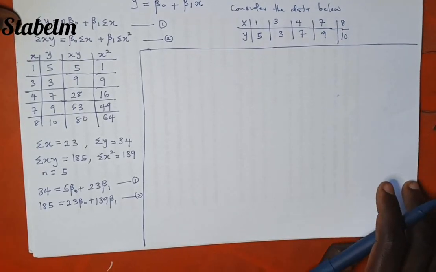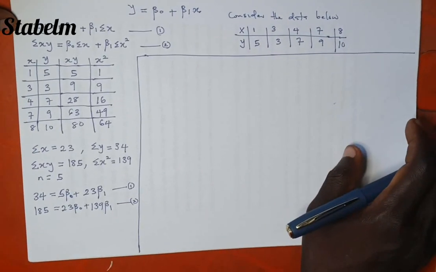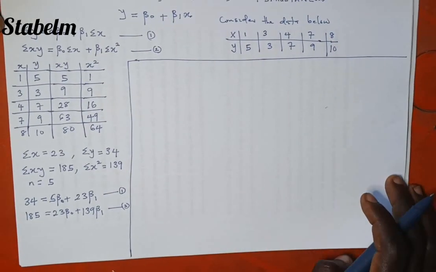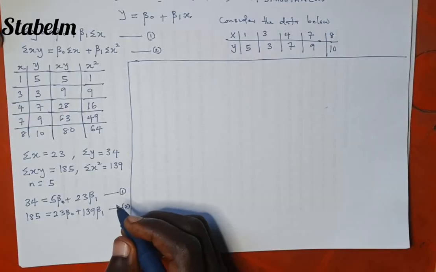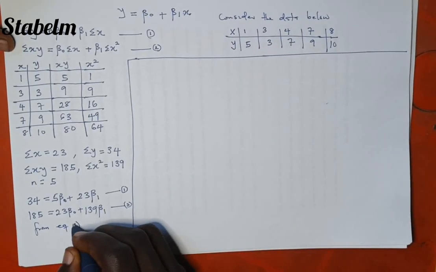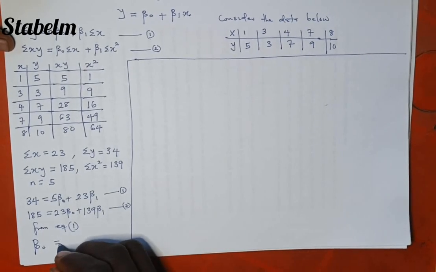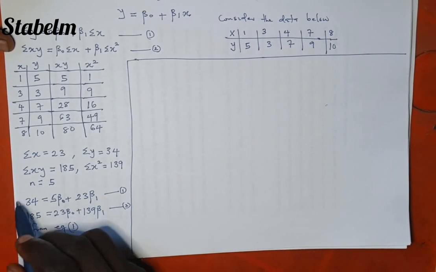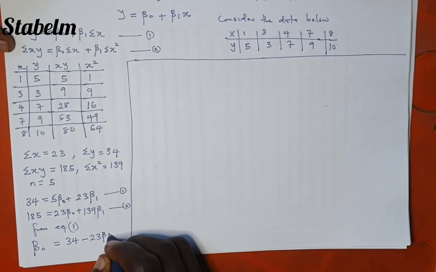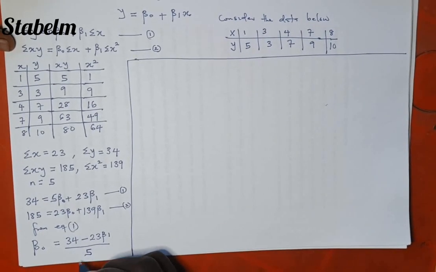Now we can make beta naught the subject from either equation 1 or equation 2. So let's make beta naught the subject from equation 1. From equation 1, I want to make beta naught the subject. So beta naught equals, if you take 23 beta 1 to the other side, 34 minus 23 beta 1, then divided by the coefficient of beta naught, which is 5. So that is our beta naught.